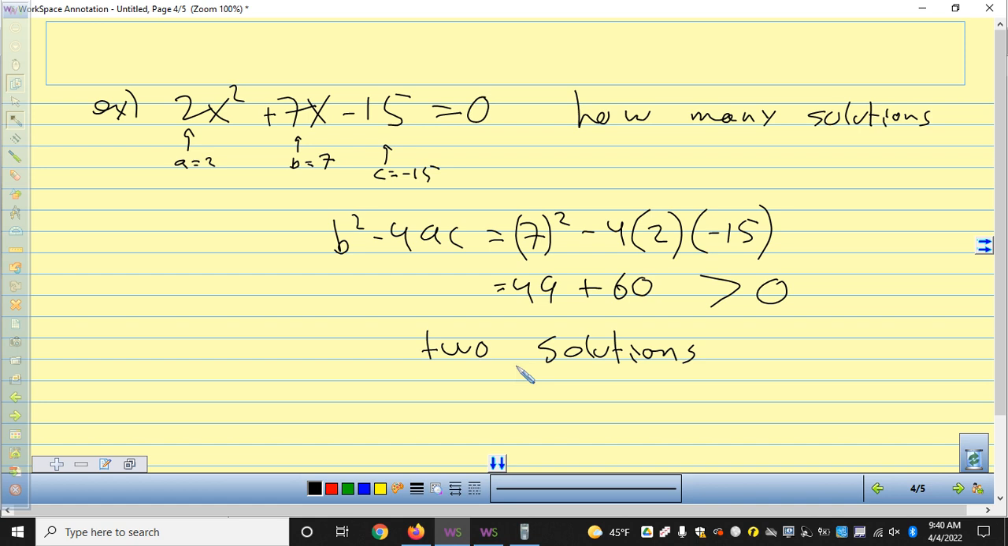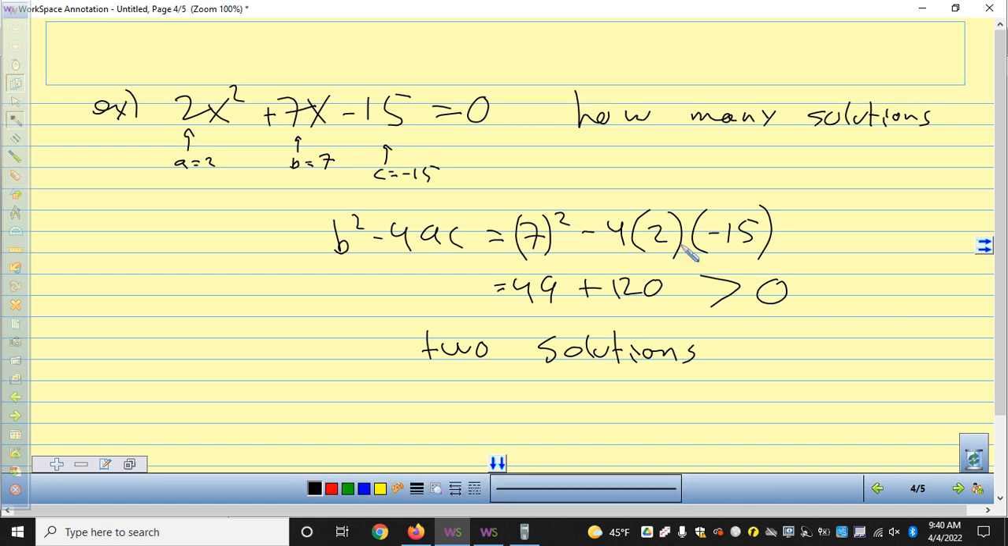No, I think I did some arithmetic wrong, didn't I? 8 times 15 is 120. I was off by 2. I have to multiply the 2 with it. I forgot to multiply the 2 times the 2. Yeah. It's still bigger than 0, though.